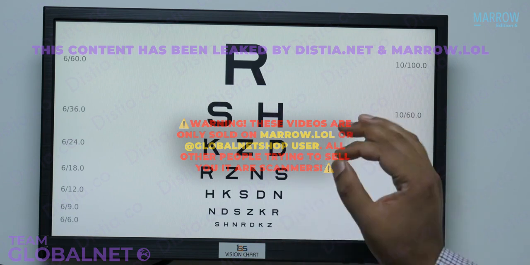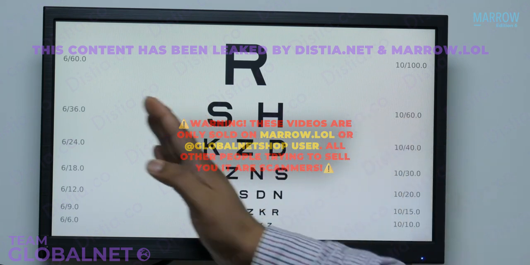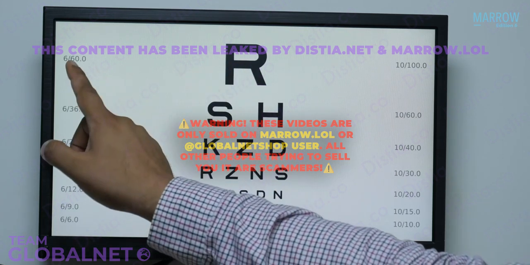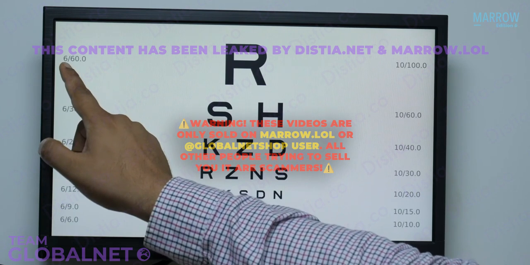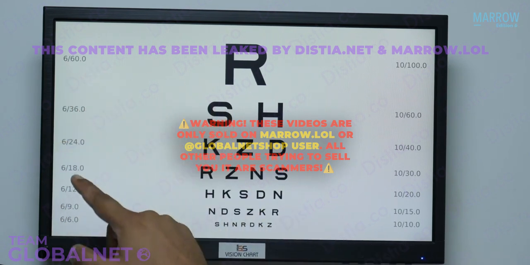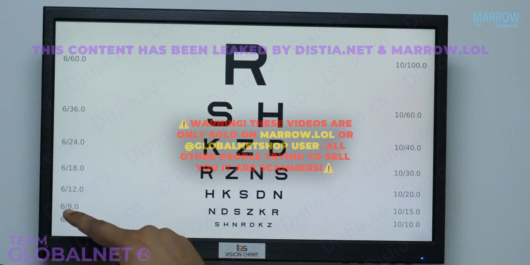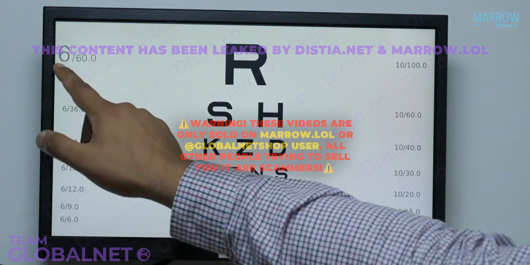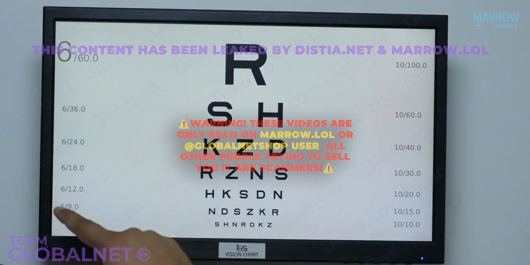Now, an important point to note: on the left side of the screen, you will see that in each row of letters, there is a number written. Topmost 6 by 60, second 6 by 36, 6 by 24, 6 by 18, 6 by 12, 6 by 9 and 6 by 6. Now what do these numbers denote? That is the question. So the numerator, everybody, is common in all the lines, 6.